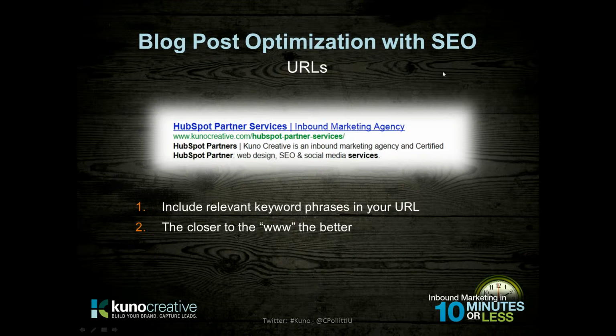Now the next factor I want to talk about is your URL. In this example I'm showing here, you see HubSpot Partner Services in the page title and the URL, in the trailing URL. Something to take note of, that primary keyword phrase, HubSpot Partner Services, for that particular page, in a perfect world, we want that as close to the www as possible. So in a perfect world, it would be www.hubspotpartnerservices.com rather than in the trailing URL. But since kunocreative.com is our URL, we have no choice but to put it in the trailing URL.